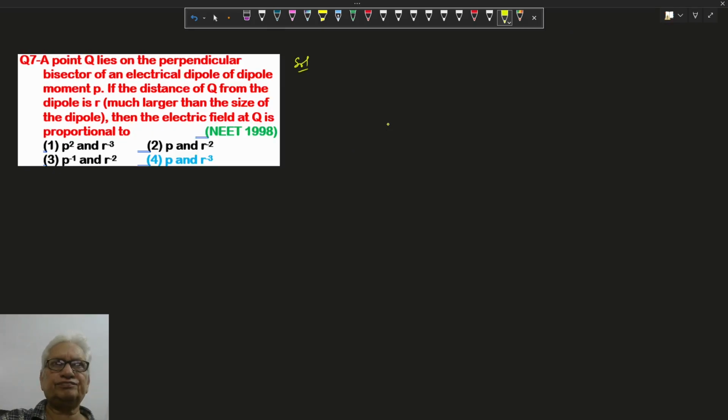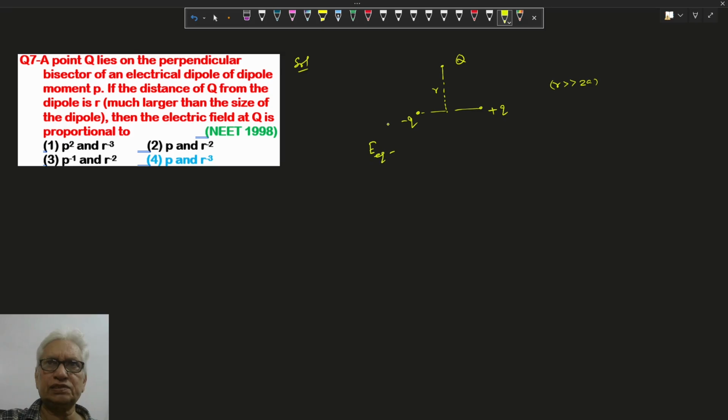In this question, a point charge Q lies on the perpendicular bisector of an electrical dipole, minus Q and this is the plus Q. Perpendicular bisector here, positive Q charge, and the distance of positive Q from the center is given as R. The distance is much larger than the gap between the charges, or the size of the dipole. So this is the equatorial position.